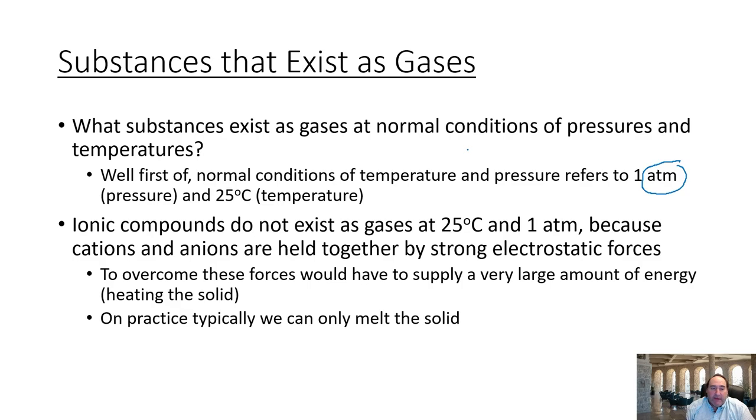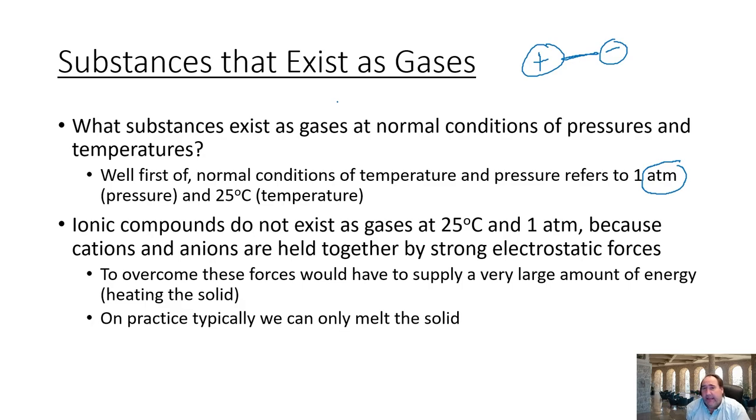That's because, as we've talked about in previous chapters, the attraction between the positive ion and the negative ion, that electrostatic attraction, the opposites attract, is super strong. It is so strong that to overcome that amount of force, you would need a super large amount of energy to get those guys apart. And that doesn't typically happen under normal conditions.